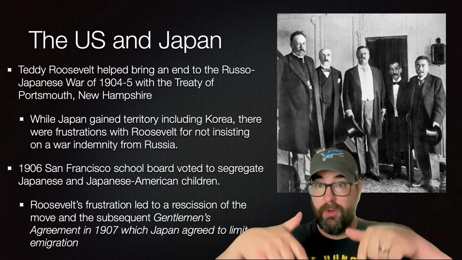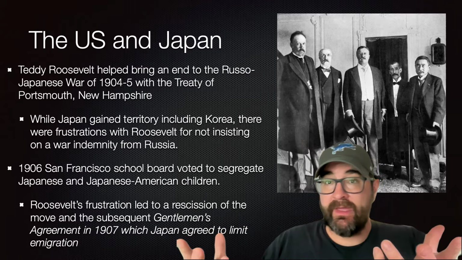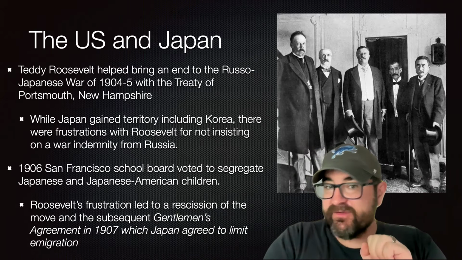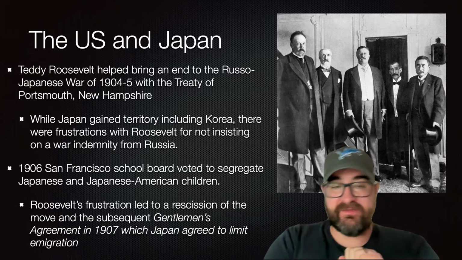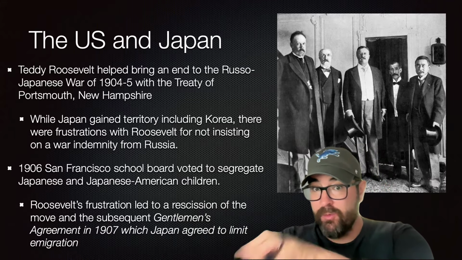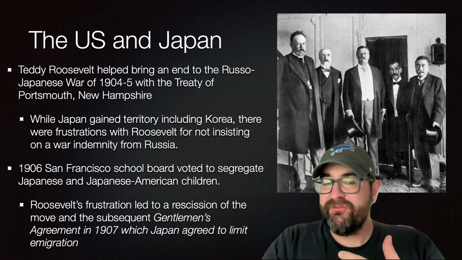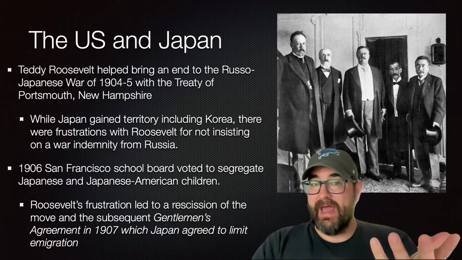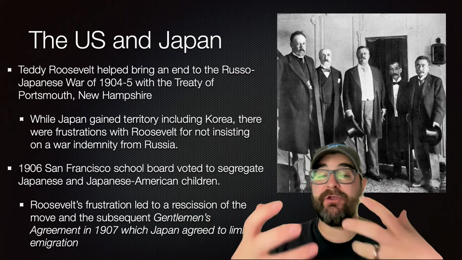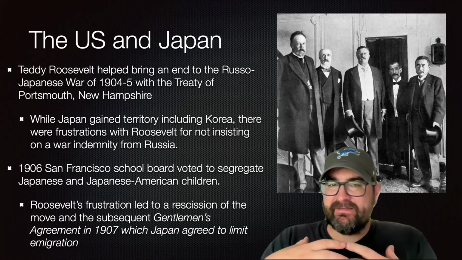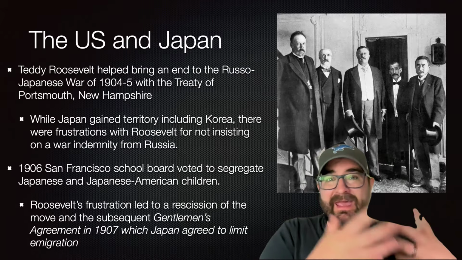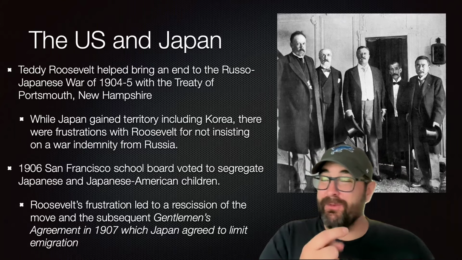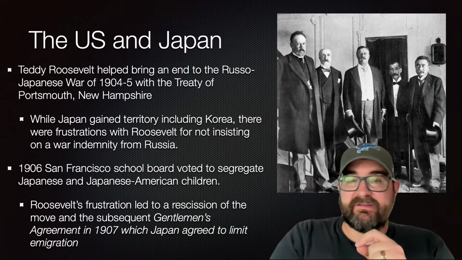In 1906, a local issue threatened to blow up into an international crisis as the San Francisco School Board voted to segregate Japanese students from white students. Roosevelt's frustration with this local policy led to an ultimate rescission of the move and a subsequent, quote, gentleman's agreement between the United States and Japan, in which Japan agreed to limit emigration to the United States in return for the United States not having an outright ban on Japanese, as that would be seen as embarrassing, kind of like what the Chinese already faced with the Chinese Exclusion Act.